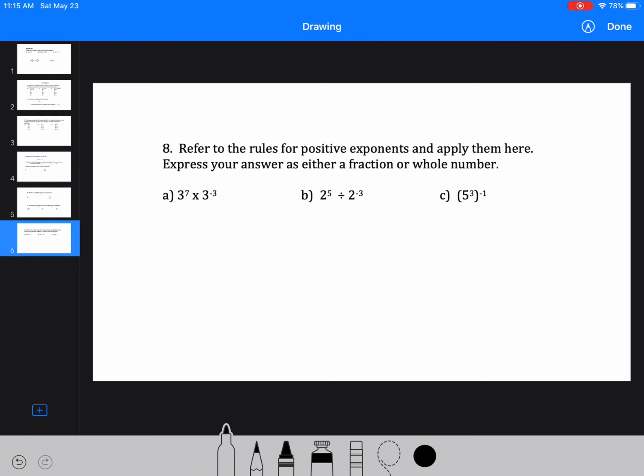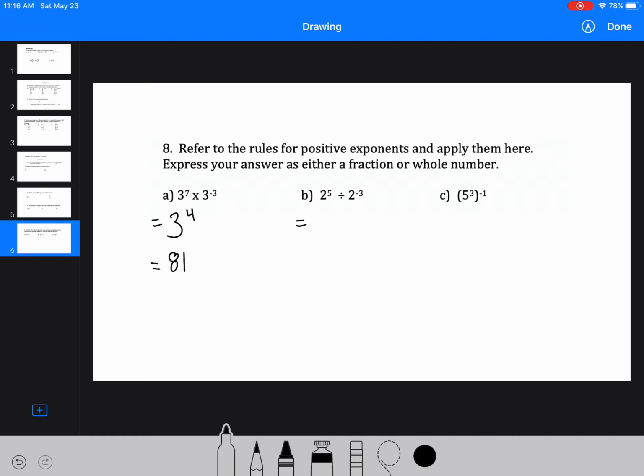Okay, finally, rules for positive exponents and apply them here. What we want is to express as a fraction or a whole number. What that means is we need to make a positive exponent first and then evaluate. So this one, we're using our product rule. Our product rule says if we have a common base, which we do, we add the exponents. So 7 plus negative 3. Well, that's a positive and a negative, so that's going to be 7 minus 3. 7 minus 3 is 4. So this is 3 to the 4, which is 81.